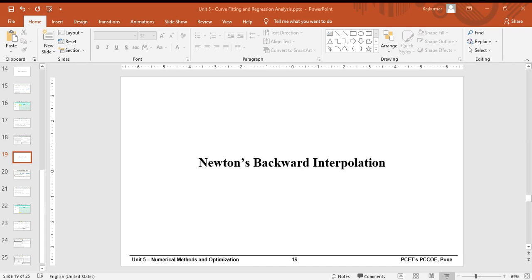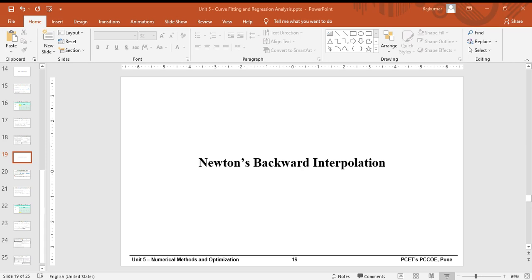Okay, so example 2, find a cubic polynomial which takes the following values, hence or otherwise evaluate f of 4. So again this is an interesting problem. From the data you can easily say that there is a constant interval, so you cannot go with Lagrange's interpolation and you need to go with either Newton's forward interpolation or backward interpolation. And from what is asked, that is f of 4, you can easily say that you need to go for backward interpolation.